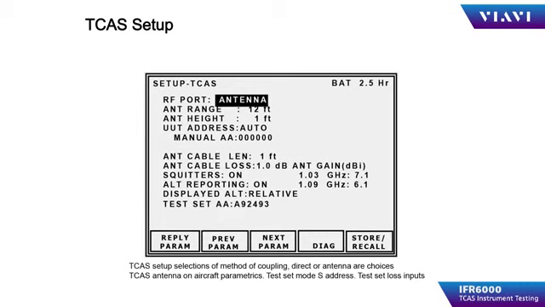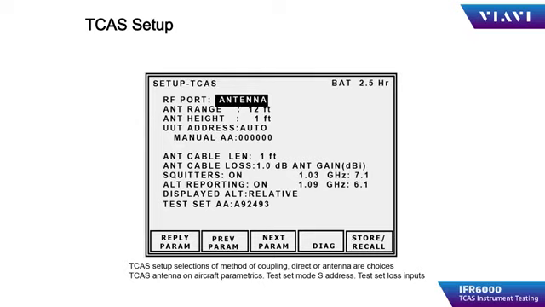Select Auto for the UUT address so that the IFR6000 can automatically determine the Mode S address of the aircraft being tested. If the test set has trouble determining the address, then the selection should be manual and the operator must input the desired test aircraft address. Input the length and loss of the coaxial cable being used to connect the IFR6000 flat blade antenna to the test set antenna connection.